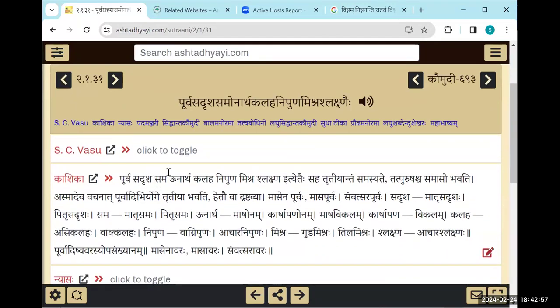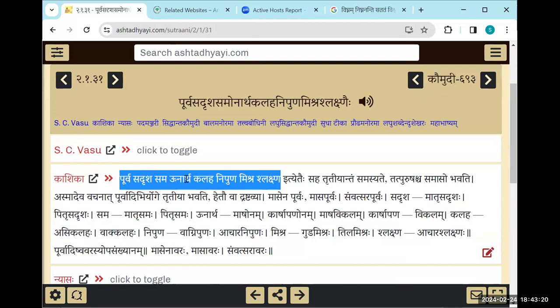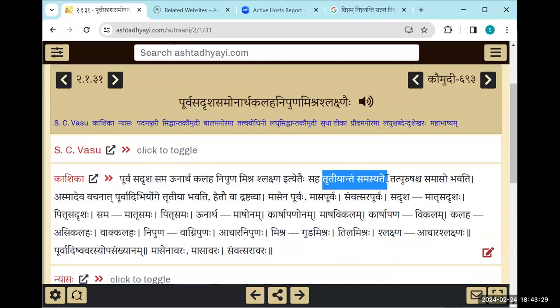Purva, Sadrisha, Sama. See the word Unartha. It could have been Unartha, why not Una and Artha? You should know by the Sampradaya. Una and Artha are not two words here. Unartha is one word, which means the words which have the meaning of Unam. Unartha, Kalaha, Nipuna, Mishra, Shlakshna. This is a list of words, of which one is a list of all words which have the meaning of Una. With all those, ityetaihi saha tritiyantam samasyate.